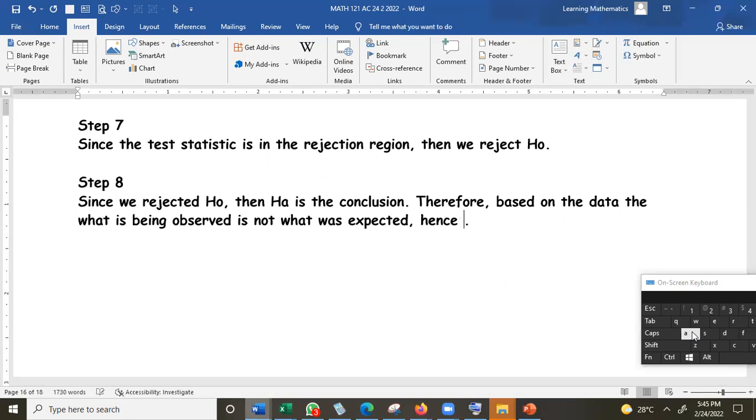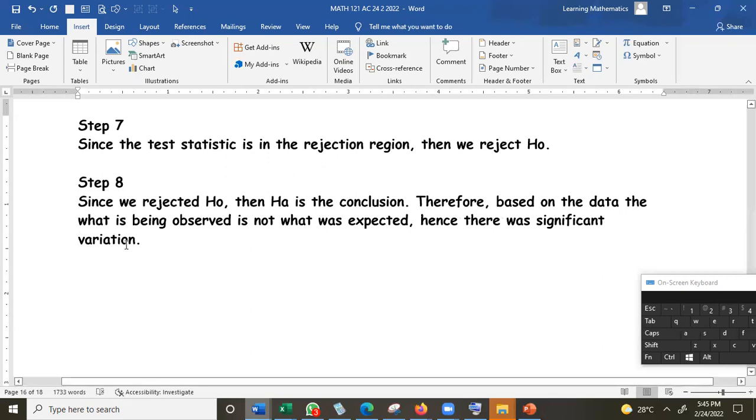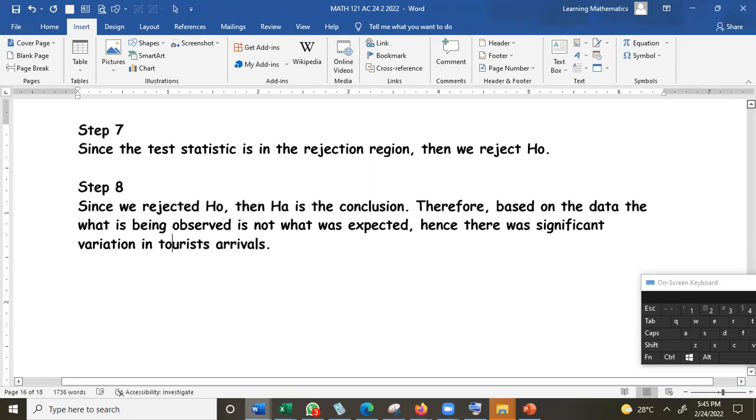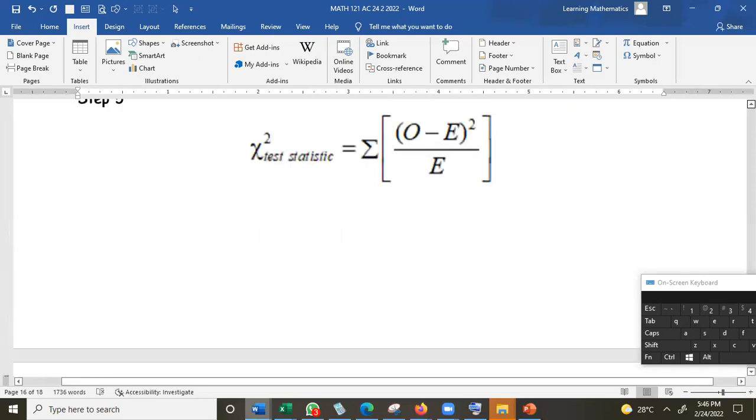Hence, there was variation. I can even say significant. Significant is a very statistical term to use. There was significant variation in tourist arrivals. And here you have it. Chi-square test, goodness of fit using the classical approach.